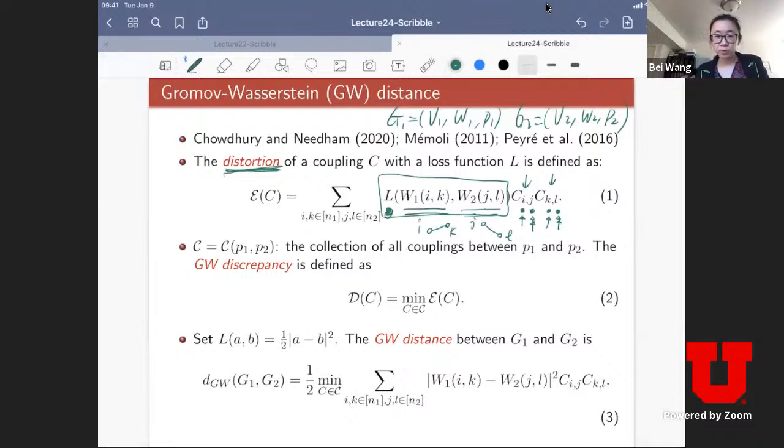This distortion is defined over a fixed coupling, and what we actually want to do is to minimize it. I look at all possible couplings between the nodes, and this is our optimization process itself. Specifically, the loss function L can be a square loss, just the weight difference squared with some coefficient in the beginning. So among all possible matchings between the nodes, I want to find the one that minimizes the distortion.